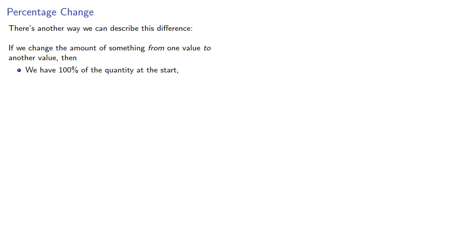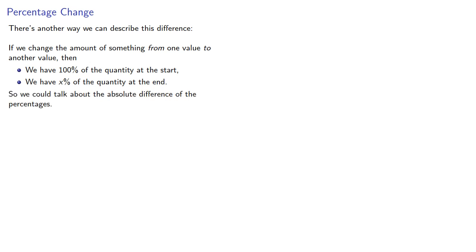There's another way we can describe this difference. If we change the amount of something from one value to another value, then we have 100% of the quantity at the start, and we have some percentage of the quantity at the end. So we could talk about the absolute difference of the percentages.